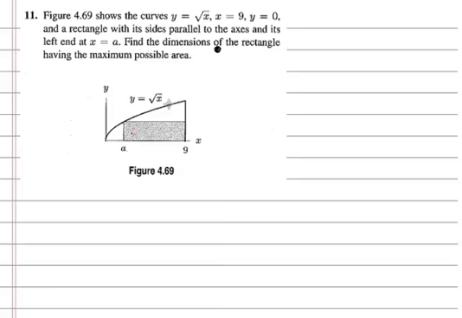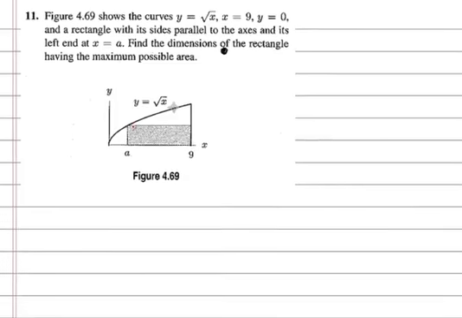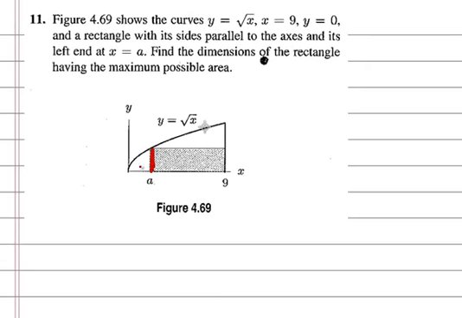So in this problem, we are trying to find the rectangle's dimensions that would give us the maximum area. And this rectangle is bound by the x-axis, the curve y equals the square root of x, and x equals 9. So the height of this rectangle is defined by the square root of a.